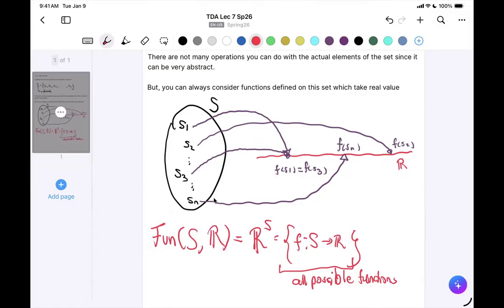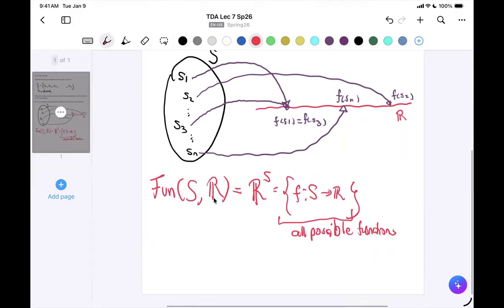What's nice about this set is that even if the set that you start with could just be a list of names or whatever, and doesn't have much that you can do with it, the set of functions, these numerical assignments, are always a vector space. So this set of functions is actually a vector space. Why? Because you can add two functions together, and you can multiply a function by a real number, because they take real values.